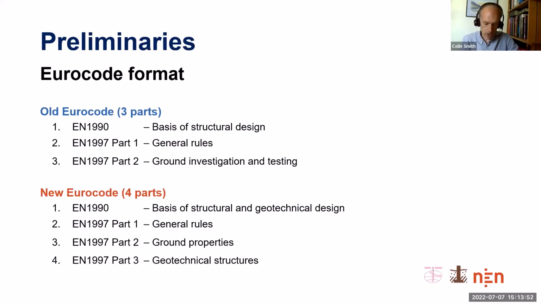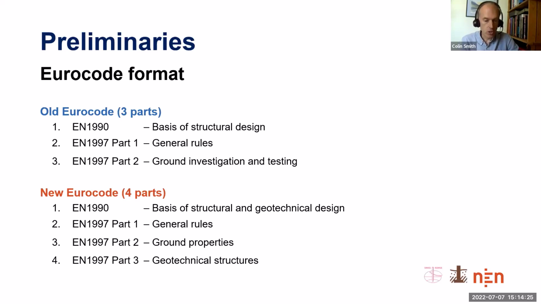Before talking about numerical methods, I think it's good just to get a few preliminaries in for those of you who are not familiar with the coming new version of the Eurocode. So as you know, the existing Eurocode essentially came in 3 parts that are relevant to geotechnical engineers. So we had EN 1990, which is the basis of structural design. And then we had EN 1997 Part 1, which are the general rules, and Part 2, which covered ground investigation and testing.